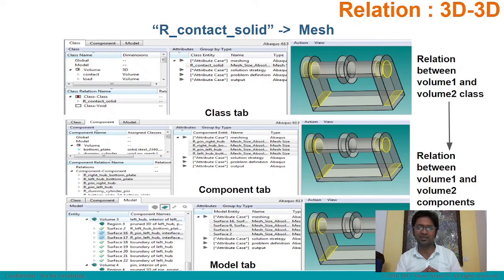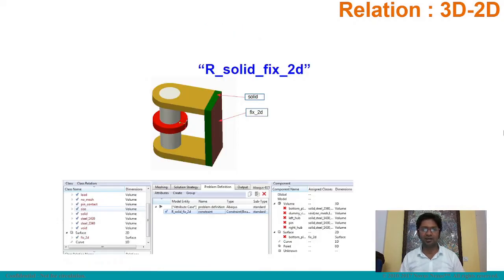So concept wise, whether your class is a 3D class or a 2D class, or you are using any closure entity or any relation, your attribute transfer will always take place in a similar way. The attribute will get transferred from classes to the component and from component to the respective geometrical entities. The same thing is applicable to a relation between a three-dimensional class and a two-dimensional class.